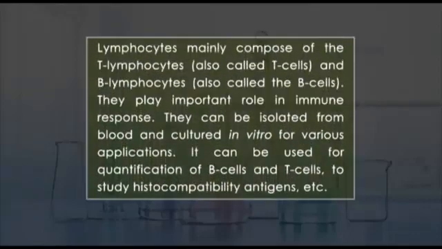Lymphocytes are small cells of about 7 to 8 micrometer in size. They constitute the white blood cells. They are produced in the bone marrow from hematopoietic stem cells and later transported in blood and lymph. Lymphocytes mainly comprise T lymphocytes, also called T cells, and B lymphocytes, also called B cells.